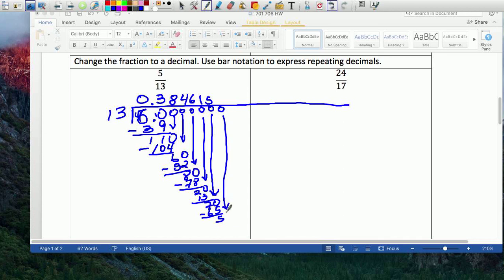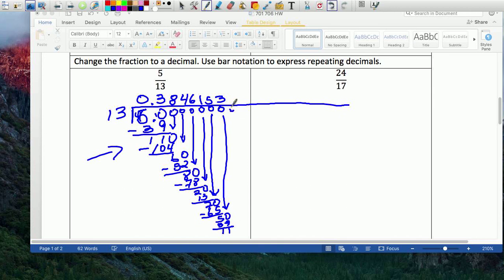13 goes into 53 how many times? Do we do 50? Yeah, 50 is the first number that we did, right? So I believe, yes, it's going to be a 3 again. 13 times 3 is 39, right? How much left over do we have? We're going to have 11 left over. See, right here, it starts repeating, right? The same thing we're doing right here.